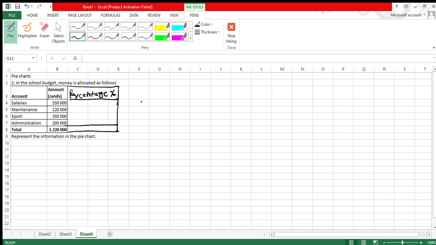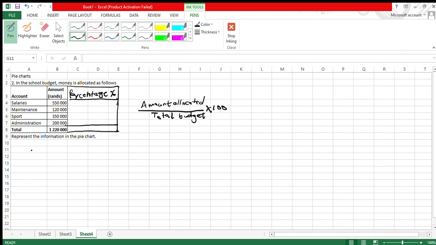We're going to use a formula which is going to be the amount allocated. Remember, the amount is in rands. I'm going to divide that amount by the total budget, then you're going to multiply by 100. So this is the formula you're going to be using.